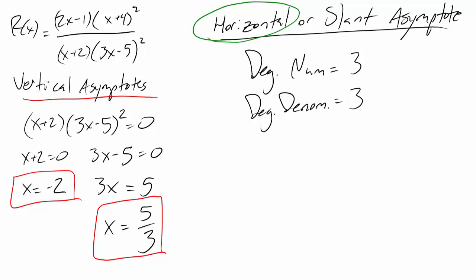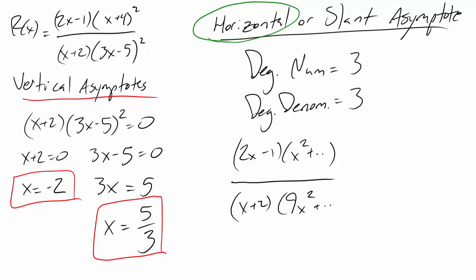When the degree of the numerator is equal to the degree of the denominator, then we have to actually look at our leading coefficients. So what would happen here is if we were to multiply the numerator all the way out, we would have this 2x minus 1 times x squared plus a bunch of other stuff. We don't really care about that because I'm just looking for the leading coefficients here. And similarly in the denominator we would have an x plus 2 times something with a 9x squared and a bunch of other stuff afterwards. So in the further simplification, if we were to distribute that 2x minus 1 all the way through that second quantity, we would wind up having 2x to the third plus a bunch of other stuff over 9x to the third plus a bunch of other stuff as well.